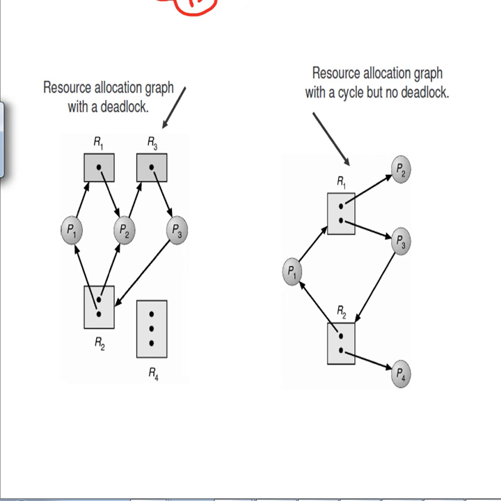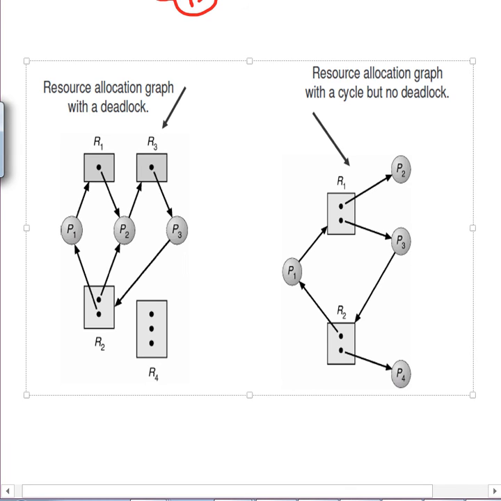Now here we have a cycle. R2 is given to P1, P1 is asking for R1, R1 is given to P2, but P2 is asking for R3, but R3 is in itself given to P3, which is asking for R2. And R2 has two instances of that resource. Say it is a disk, so we have two disks, so there are two resources, and both of them are occupied, and they are in a loop.